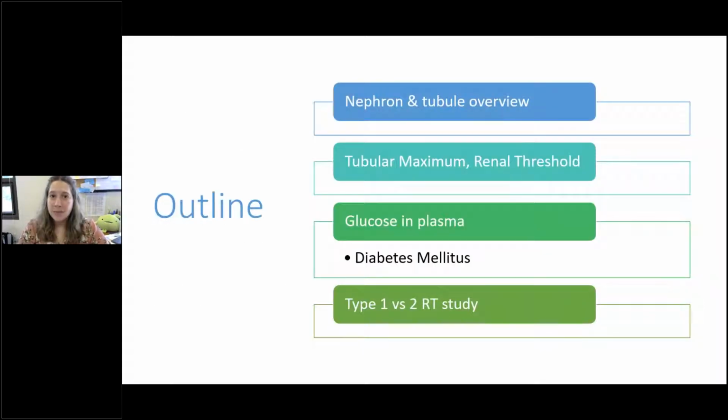First, I want to recap the nephron anatomy and how the kidneys filter blood. Then we can get into the definitions of tubular maximum and renal threshold. While we typically think of the pancreas as being a major player in diabetes, and it is, since that is where insulin is produced, the kidneys' role in blood glucose is also just as important. Finding glucose in our urine can be serious, so we will be discussing diabetes mellitus. We will end by looking at a recent article that studied glucose reabsorption between type 1 and type 2 diabetics.